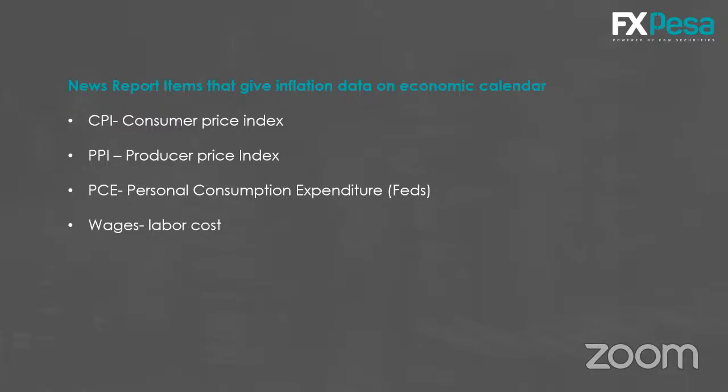Personal consumption expenditure, this one is specifically for the US. This is the amount of money that the citizens of that country are willing to allocate to expenditure from their earnings. So how much are you going to set aside to consume from what you're earning? Then there are the wages or the labor costs.